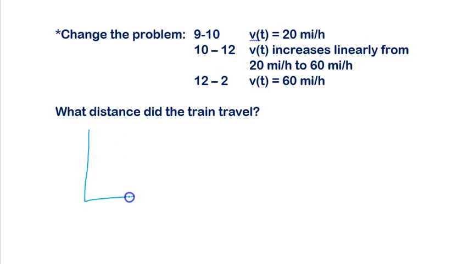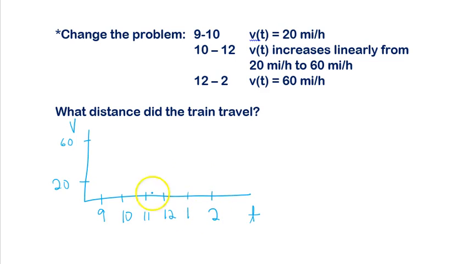So this time, let's again put velocity on our y-axis and time on our x-axis. The velocities that matter are 20 miles per hour and 60 miles per hour. The times, I'm just going to label 9, 10, 11, 12, 1, 2. And yours will probably look a little bit better than mine. Now, I'm going to graph these.